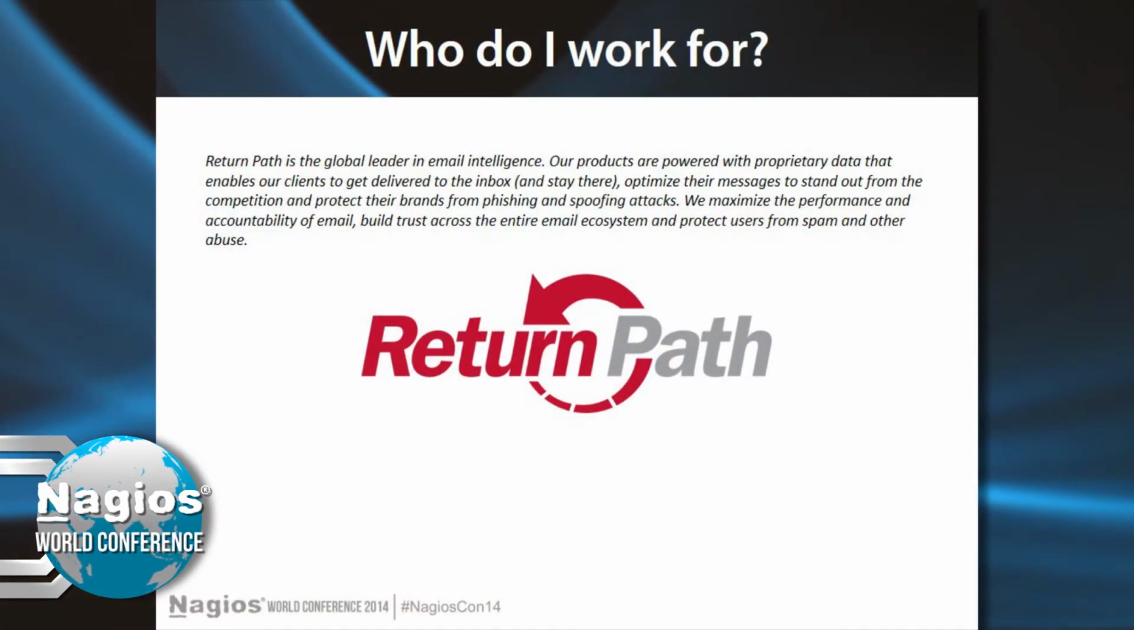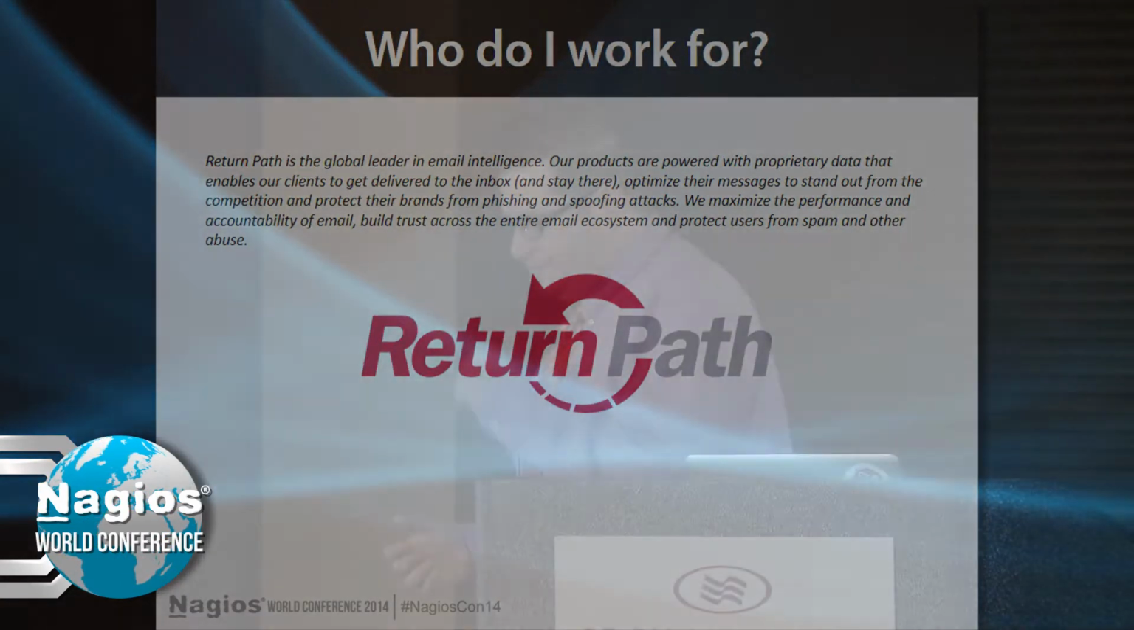So who do I work for? I work for a company called ReturnPath. That's our marketing line up there. ReturnPath is the global leader of email intelligence. Our products are powered by proprietary data that enables our clients to get delivered to the inbox and stay there. ReturnPath has a bunch of products that we offer. Including what's not mentioned here, we control the largest whitelist in North America. That is us.